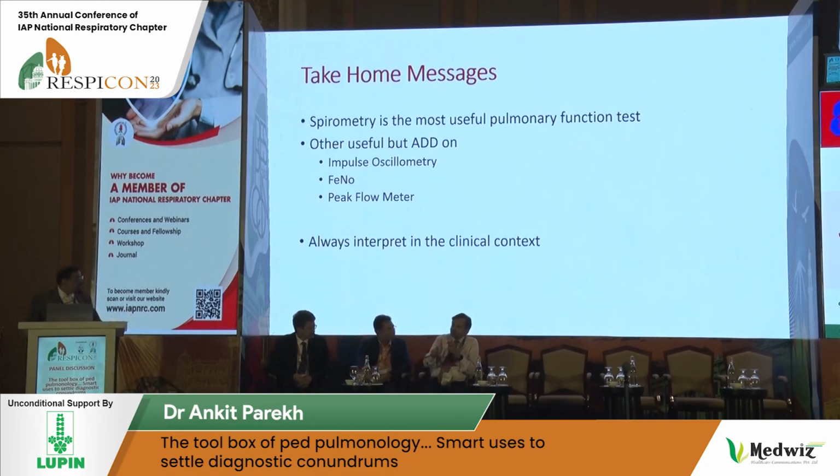Ankit, FeNO is also a very good tool. Again, it tells us about the airway inflammation. In the previous child, if the FeNO was higher, 35 or something more than that, I would be more confident in giving inhaled steroids and telling that this child is having airway inflammation, and it's an eosinophilic inflammation.